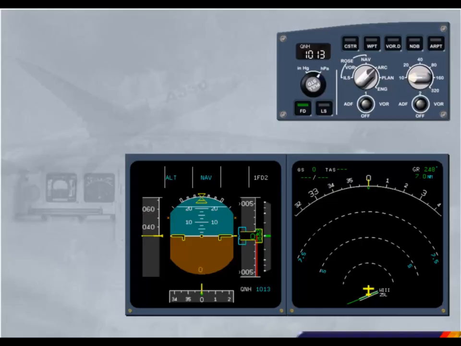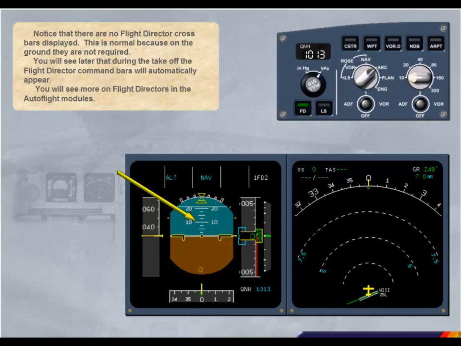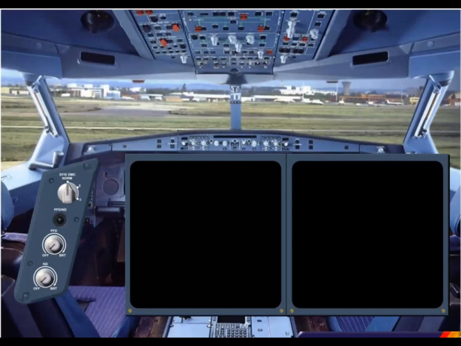Notice that there are no Flight Director crossbars displayed. This is normal because on the ground they are not required. You will see later that during the takeoff, the Flight Director command bars will automatically appear. You will see more on Flight Directors in the Auto Flight modules. If the aircraft is being completely shut down, the EFIS displays are turned off using the appropriate brightness control knobs.